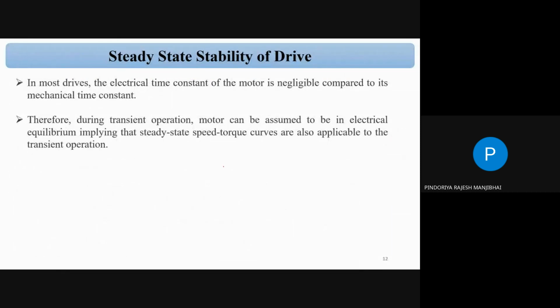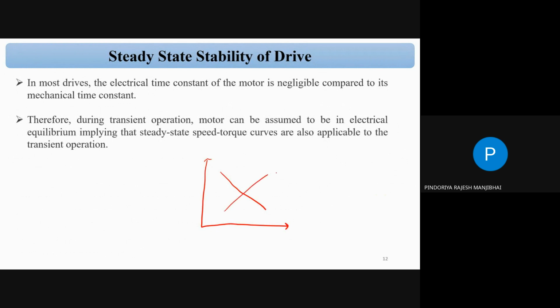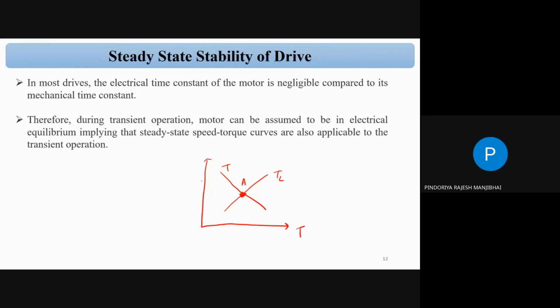Maybe I can draw this graph again. Like this line, just one minute, and this line. This is TL and this is T, and this is point A. Is this point A a stable point or an unstable point? Any idea, students? This is the torque and this is omega. Any idea how we can define stable or unstable operation?